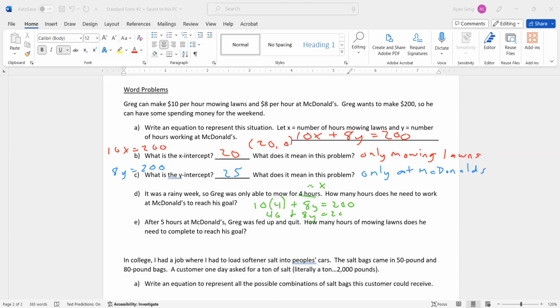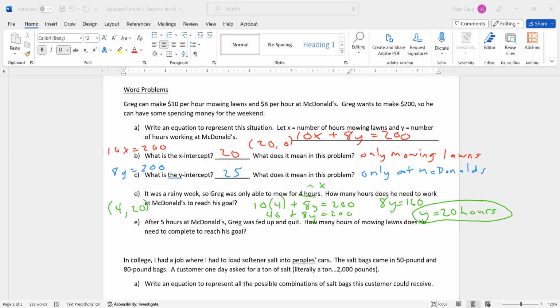How much money is left? I'm going to subtract 40. I get 8y equals 160. Divide by 8, I get y equals 20. He would have to work 20 hours at McDonald's on top of the 4 hours mowing. So this point right here, 4 hours mowing and 20 hours at McDonald's, would be on the line made by this equation, because it's a combination that gets him exactly $200.